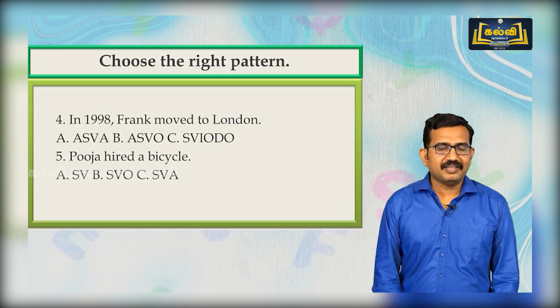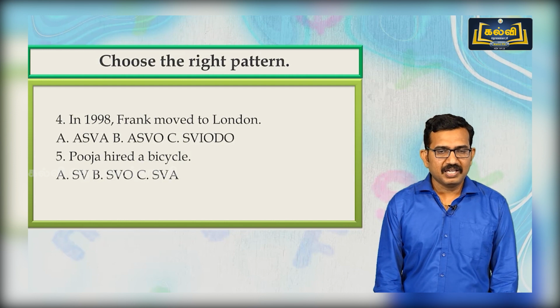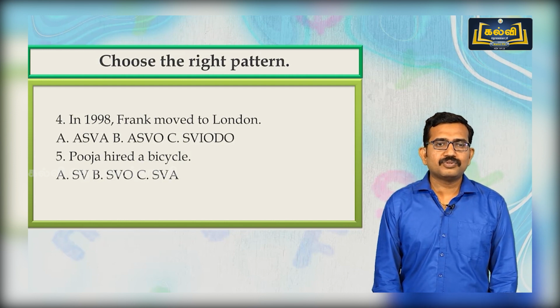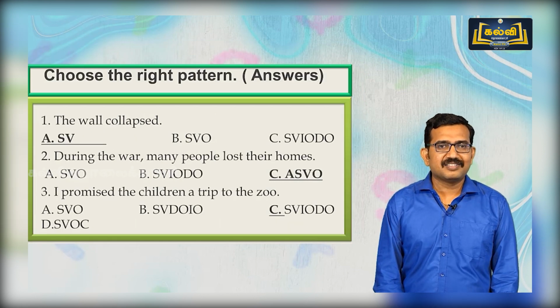In 1998, Frank moved to London. The options are ASVA, ASVO, SVIO. Pooja hired a bicycle. Options are SV, SVOC, SVA. Let's check the answers now.